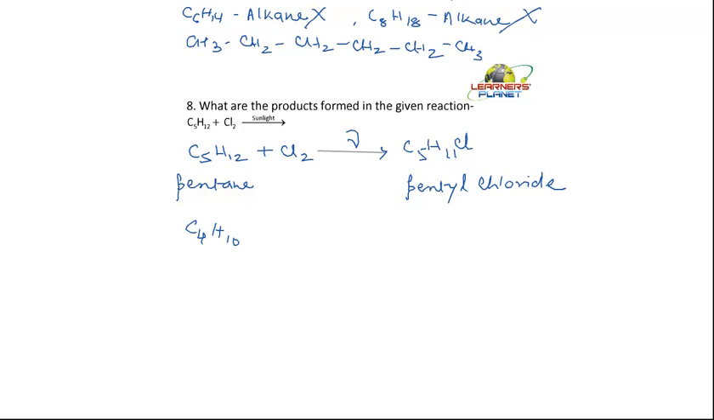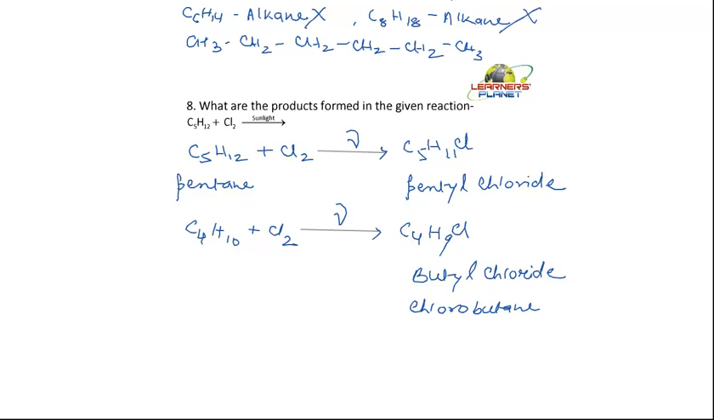Likewise, if I am taking butane, C4H10, and I am treating this with chlorine in the presence of UV light or simply light, what I'll get here is C4H9Cl, that is butyl chloride or chlorobutane, right? This is the way the reaction takes place.